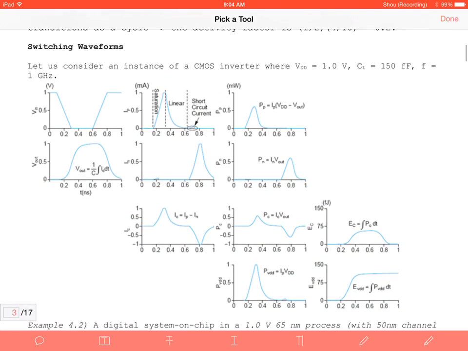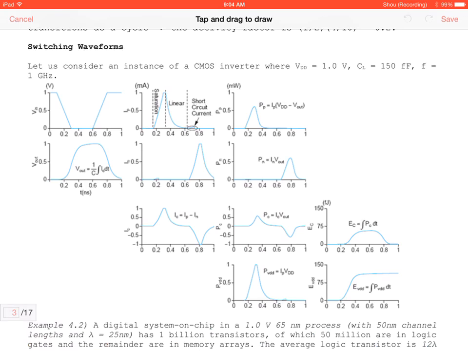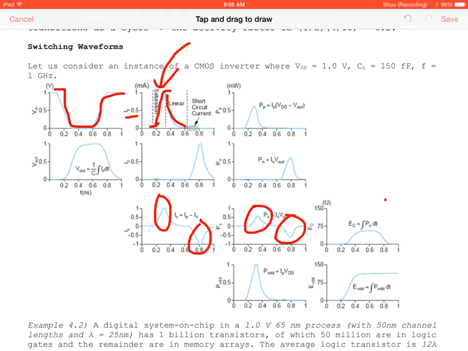Then we discussed these waveforms and how this is a switching of an inverter. Now, we have a switch from 1 to a 0. We're able to relate this to the current. We were in the saturation region for the PMOS transistor, and then we hit the linear region and it goes back down. The reason why we're concerned about static and dynamic power consumption is that when we're switching, a significant portion of the power consumption occurs during the switching.